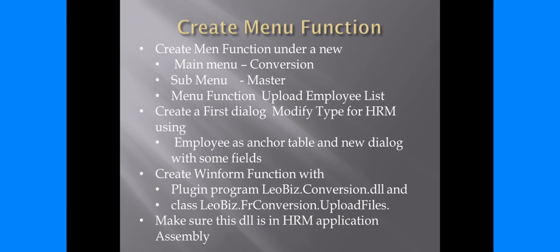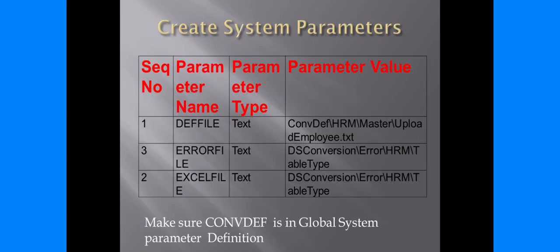Create a first dialog for HRM using employee_master anchor table and new dialog with some fields. Create WinForm function with plugin program leobiz.conversion.dll and class leobiz.frconversion.upload files. Make sure this DLL is in the HRM application assembly. Set the menu system parameters.